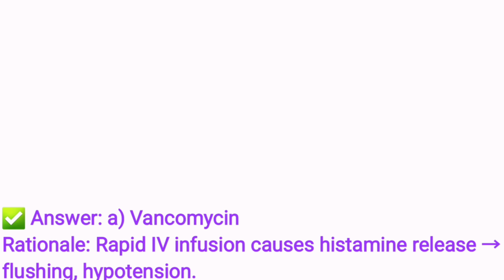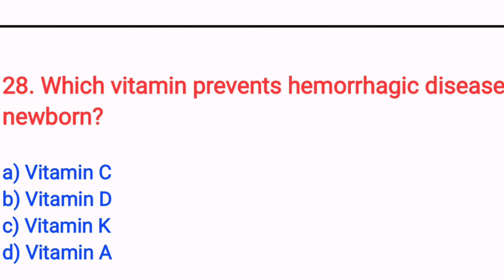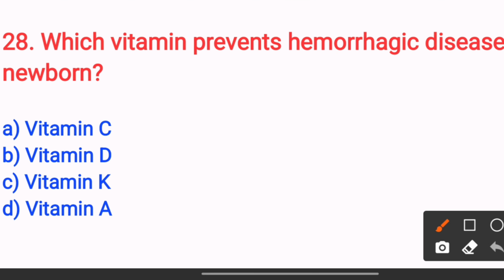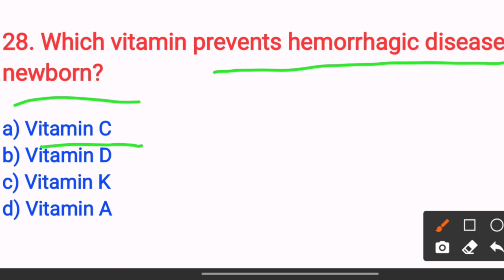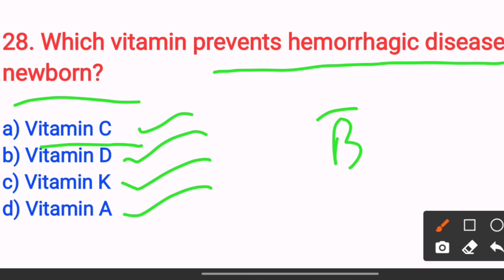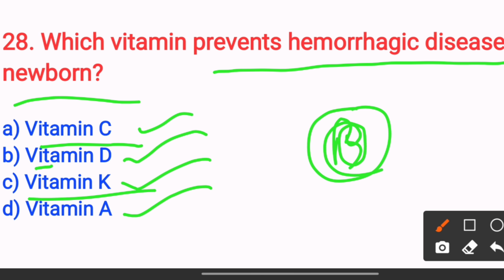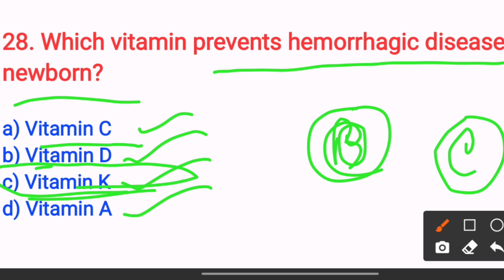Next, which vitamin prevents the hemorrhagic disease of the newborn? Option A vitamin C. Option B D. Option C vitamin K. Option D vitamin A. Vitamin K, option C is the correct answer. Vitamin K prevents hemorrhagic disease of the newborn.